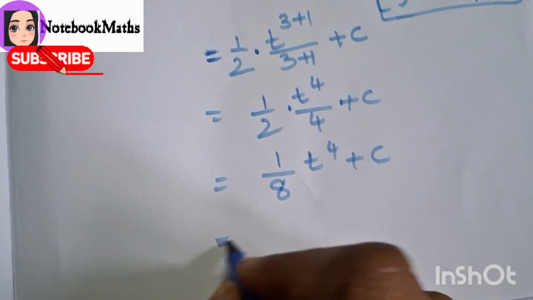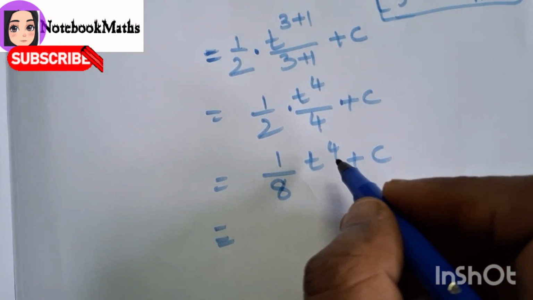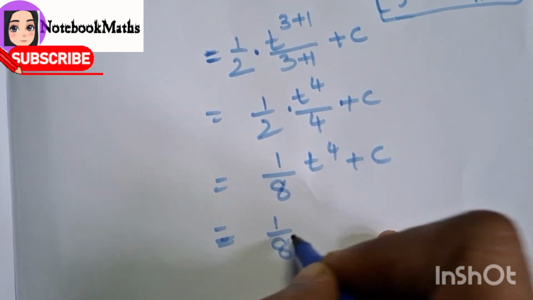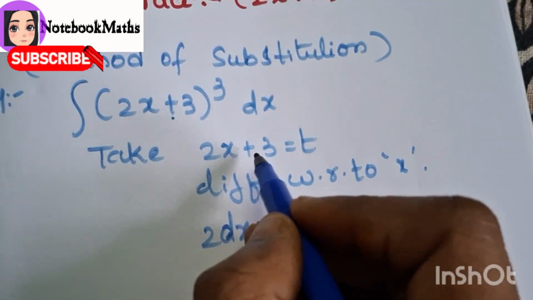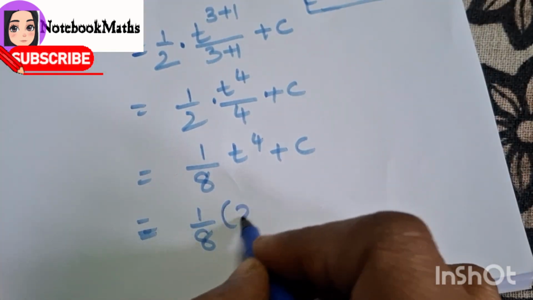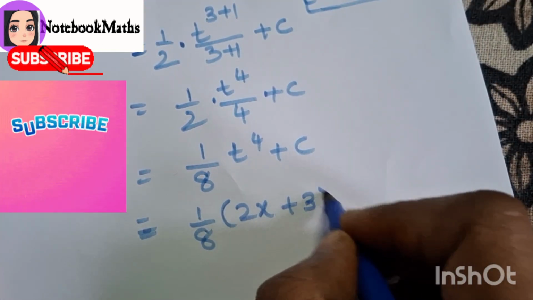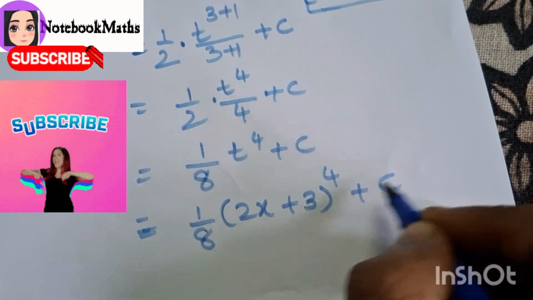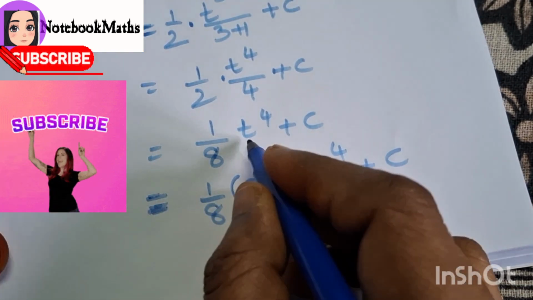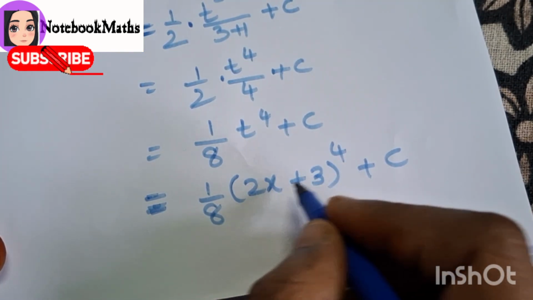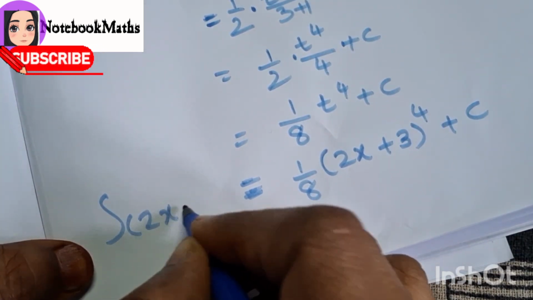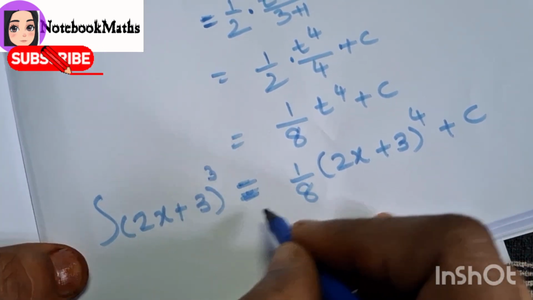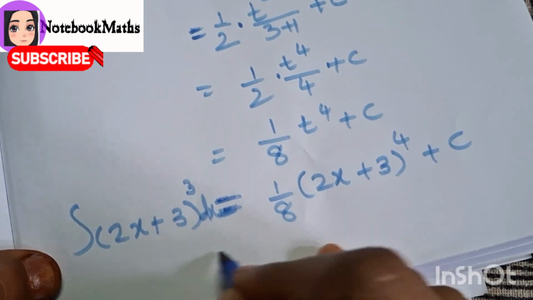Now what do we have to write in place of t? In the final answer, we have to write what we have taken: t is 2x + 3. So substitute 2x + 3 here. To get the final answer, in the last step we write 2x + 3 in place of t. So this is the integration of (2x + 3)³ dx, the final solution.